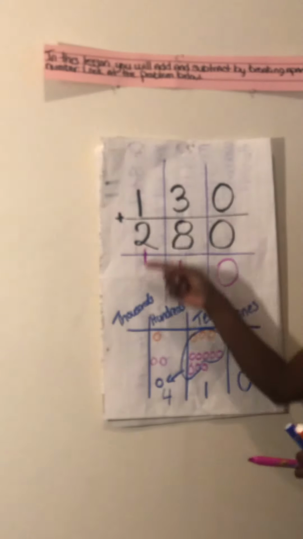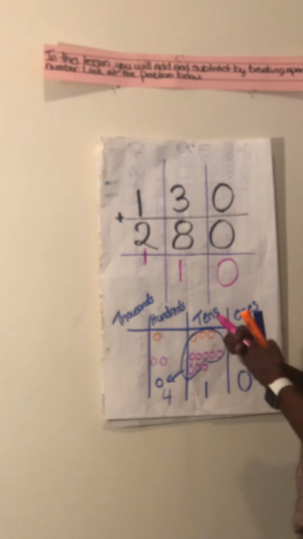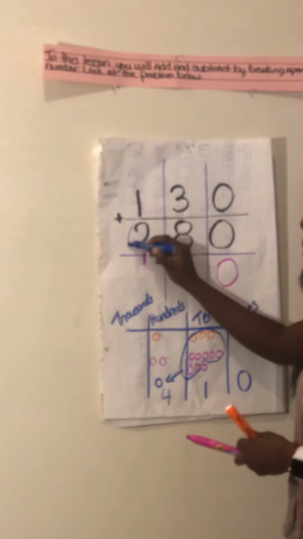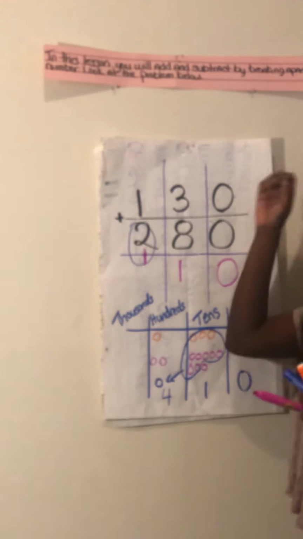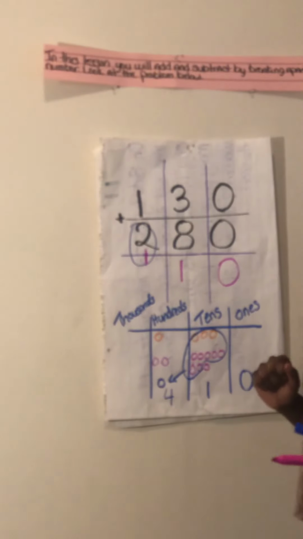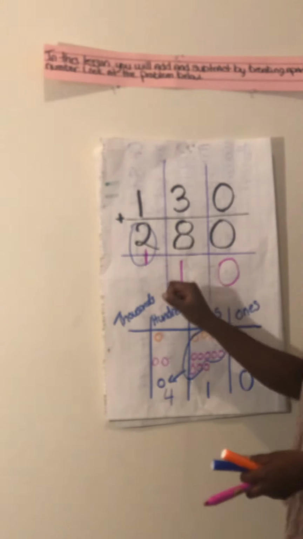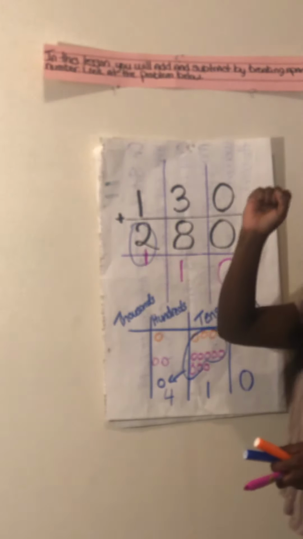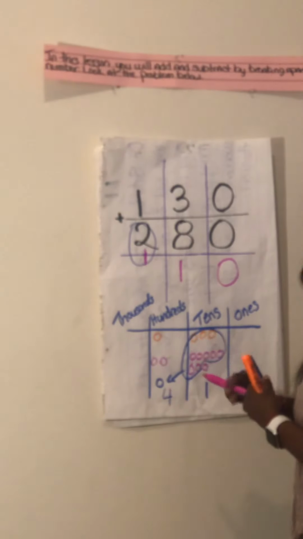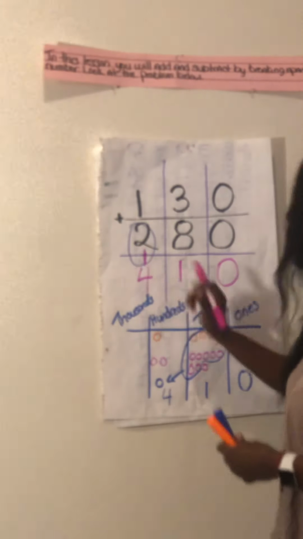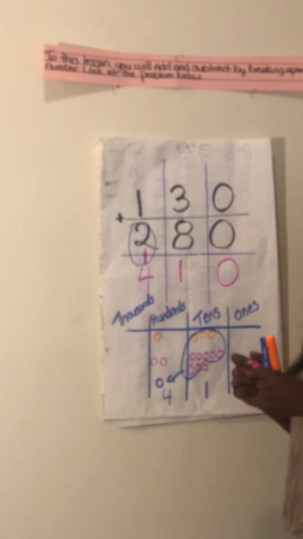Now I'm ready to add. Now here, what I'm going to do is I'm going to circle my 2 and my 1 because I want to not forget about my 100 that we just made. So I'm circling 100 plus 200, and in that circle is the number 3. So we have 300 plus 100. 3 plus 1 is 4. So we got it again, 410.